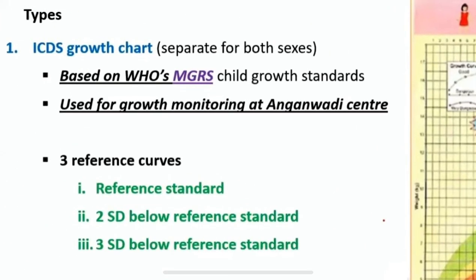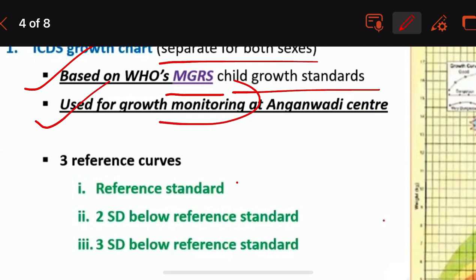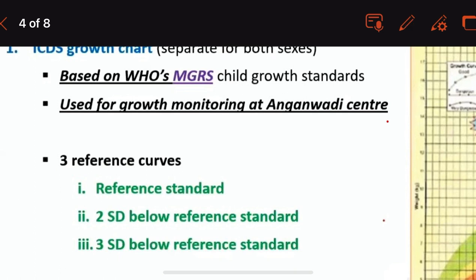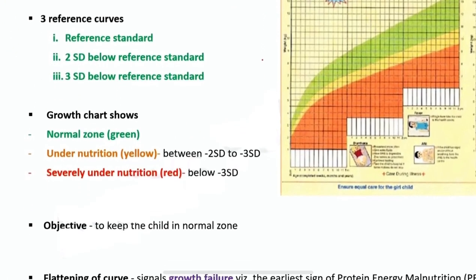So the MCP growth chart had different sections. Similarly, ICDS is also separate for both the sexes. It is based on the World Health Organization MGRS child growth standards. So this ICDS growth chart is also under the World Health Organization standards, and it is used for growth monitoring, especially at the Anganwadi centers. We see that the ICDS growth chart is used in the Anganwadi centers.